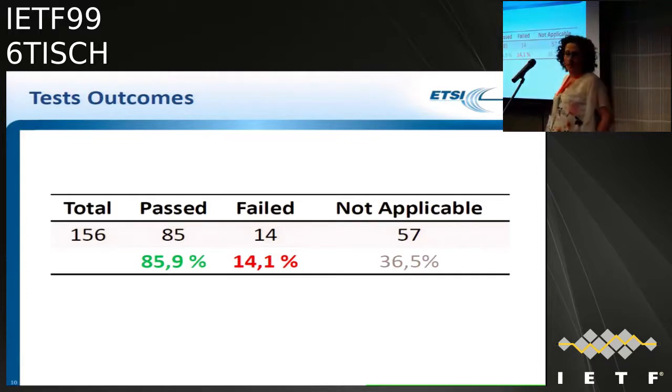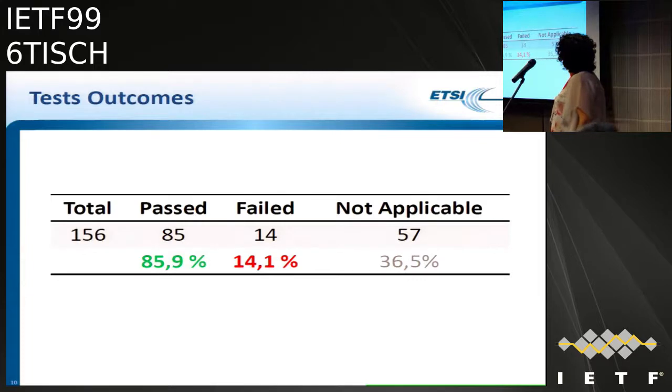What we do is, last time we didn't enforce this rule, and if you do a test and it passes, you're very happy to click red or green. If it doesn't work, you don't click red. So last time we had 100% passing tests. What we did now is we enforced the rule. If you try a test, then you have to say pass or fail. If it's fail, it doesn't matter.